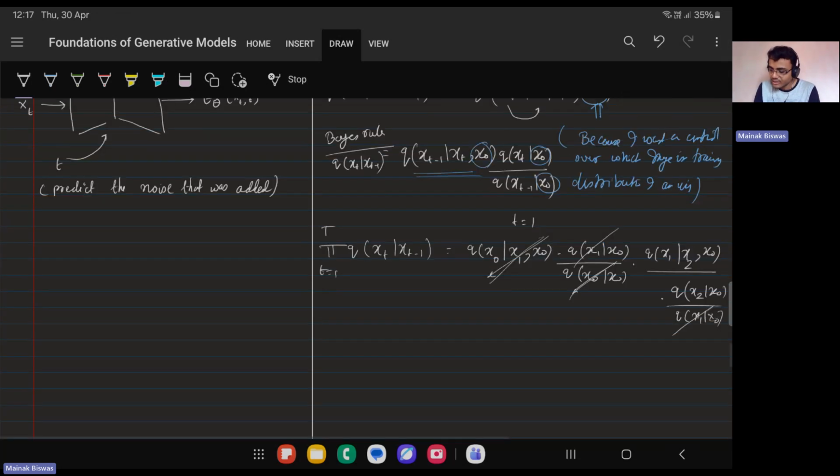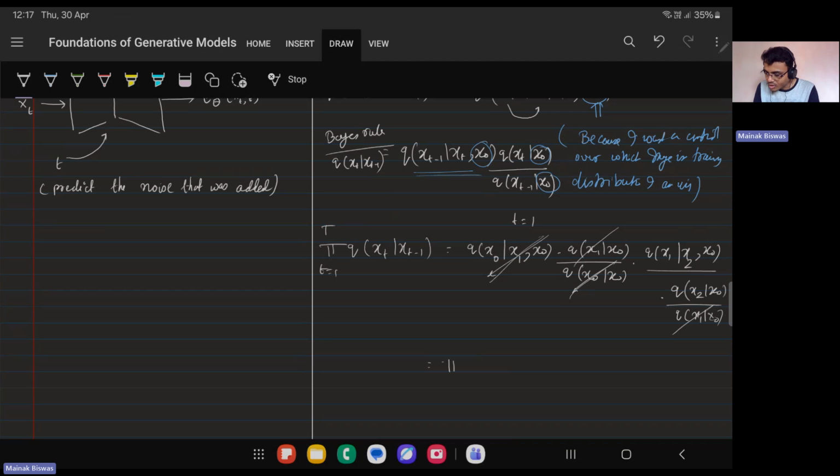So all that will remain is the last term. The product of these terms, xt minus 1 given xt and x0, would all remain because they are not going to be cancelled out, from t equal to 2 to capital T. And what is the last term that you're going to be left with? See this again. So you have this set of terms, right? These factors, these ratios.